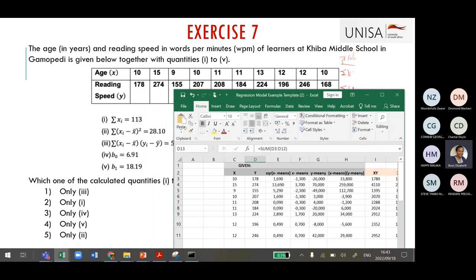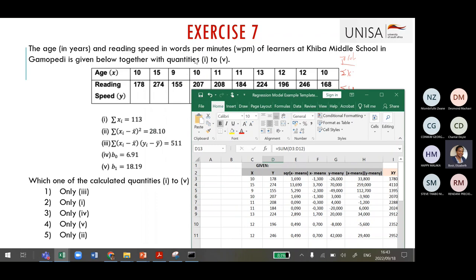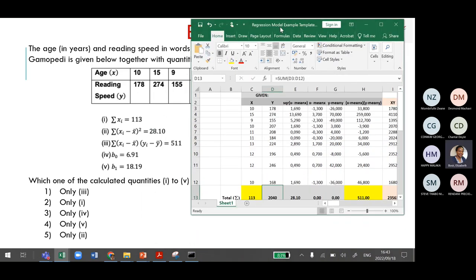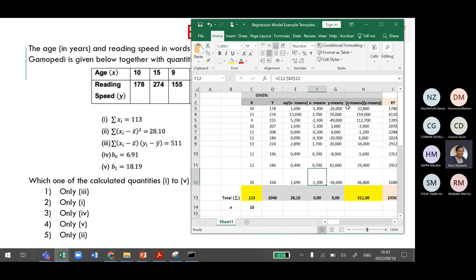I'm not looking for the sum of X, just looking for the squares. Okay, so because these are summations, summations means totals. You all agree, right? Summations are totals. So let's see. The first one says the summation of the X values. We know that the sum of all the X values is 113. There it is.